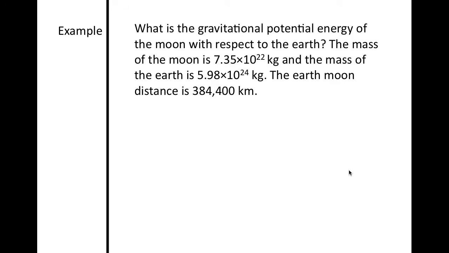Here is another example to try. What is the gravitational potential energy of the moon with respect to the Earth? The mass of the moon is 7.35 times 10 to the 22 kilograms, and the mass of the Earth is 5.98 times 10 to the 24th kilograms. The Earth-Moon distance is 384,400 kilometers.